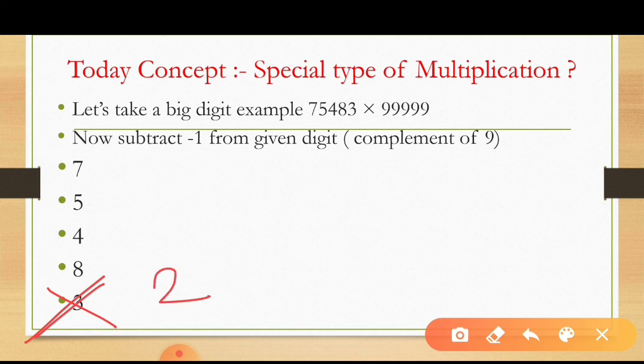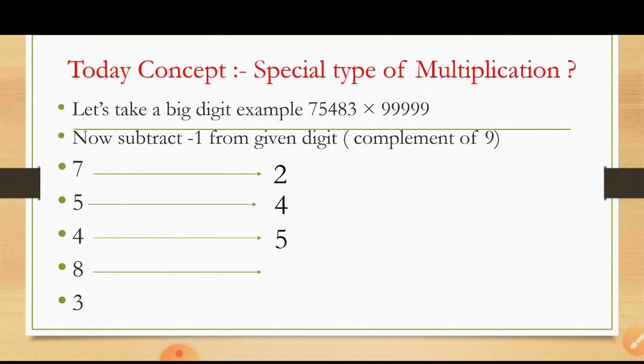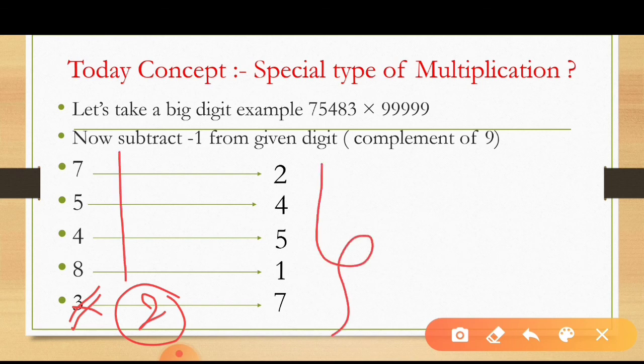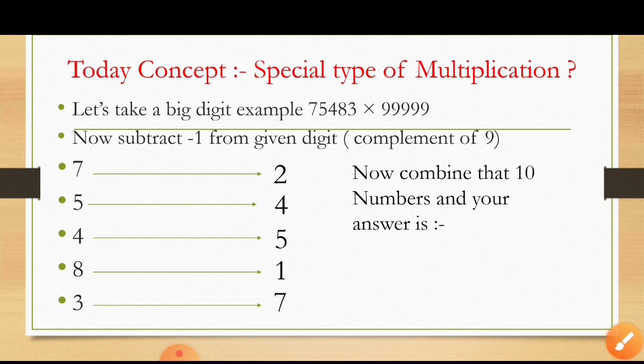Okay. Here also for checking your brain power, I made one mistake. Here you can't write 3. Here you have to write 2. Why 2? Because you have to see this question. Okay. Now, next step. What is the complement of 7? 2, 5, 4, 4, 5, 8, 1 and 3, 7. Okay. Not 3, 2. Here you have to understand 2, not 3. Okay. Means this is the complement of this digit.